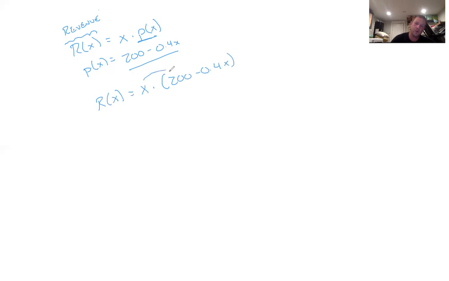We would FOIL this in. So I'd have 200x minus 0.4x squared. Notice this is negative. Your A is negative, so that means it's a graph that goes down. I don't know where the graph is, but it goes down. So I do know it's a maximum. Whatever I find for vertex, it's the maximum.